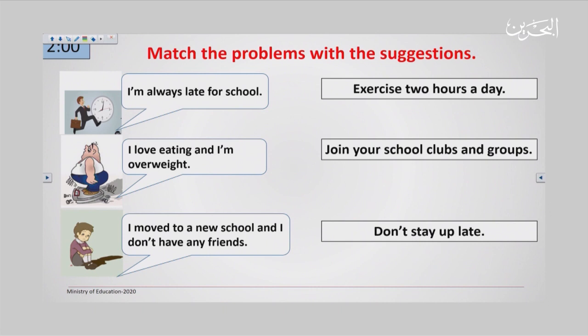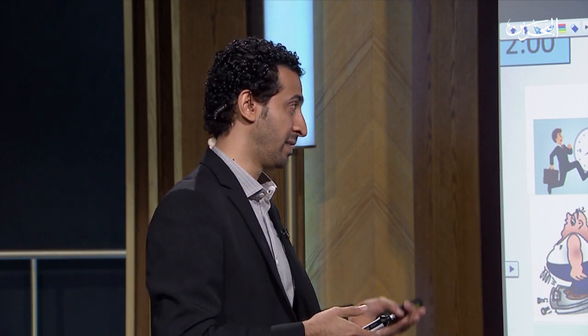So let's read the problems first. The first one here, I'm always late for school. This guy's problem is being late for school. The second one is, I love eating and I am overweight. So what is his problem? His problem is being overweight. Overweight is another word, a synonym of fat, but you can say overweight because it's much more polite than the word fat, because maybe other people might feel offended, so it's better to use this nice word, which is overweight.